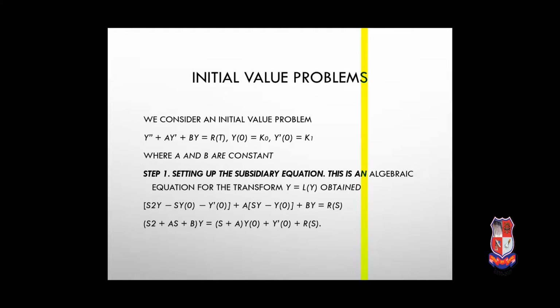We consider an initial value problem: y double dash plus a y dash plus b y is equal to r of t, y of 0 is equal to k0, y dash of 0 is equal to k1, where a and b are constants. It is our initial value problem.